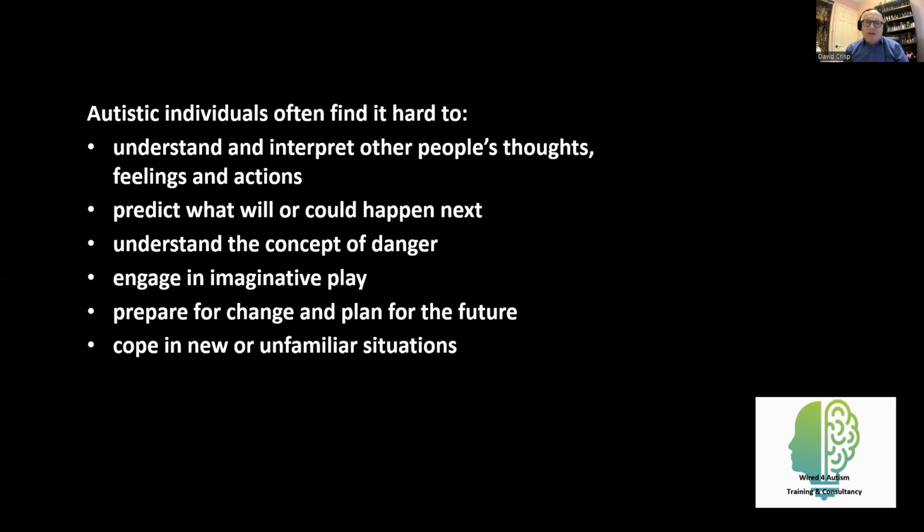And then understanding the concept of danger, and they may find it hard to engage in imaginative play, or they may engage in imaginative play in a way that is extremely imaginative, but bizarre to people that aren't autistic looking in. They may have difficulty preparing for change and planning for the future, particularly things like transitioning from one activity to another, one place to another, etc. And may have difficulty coping in new or unfamiliar situations.